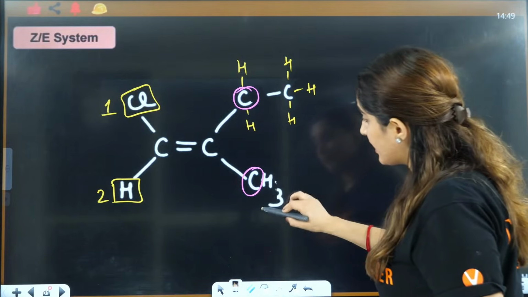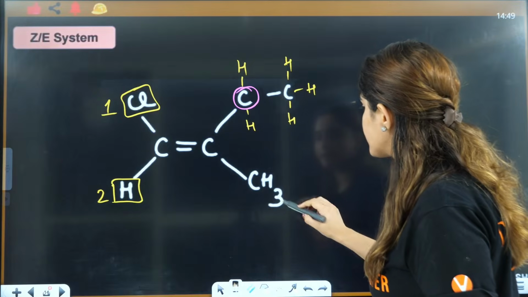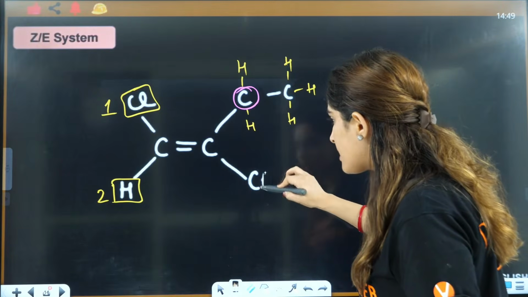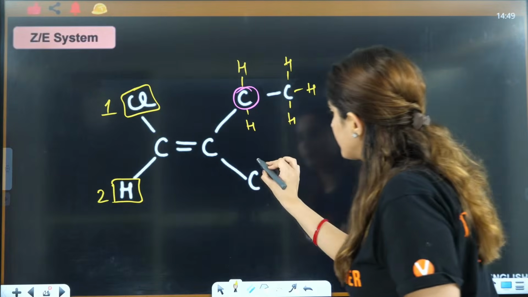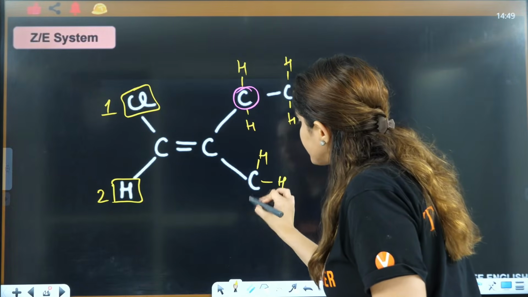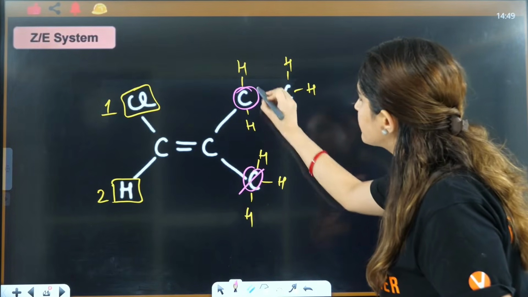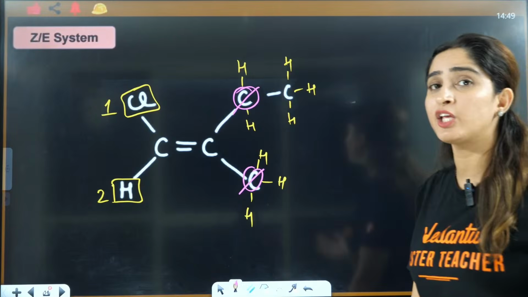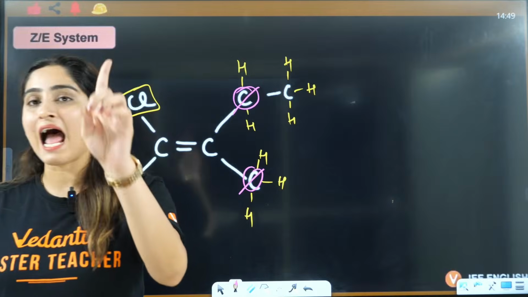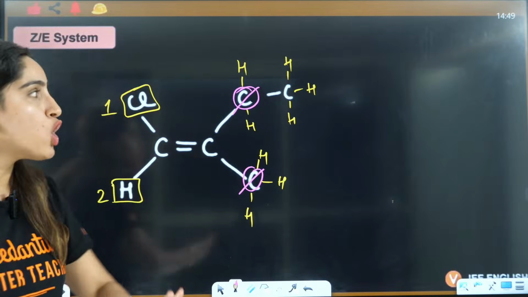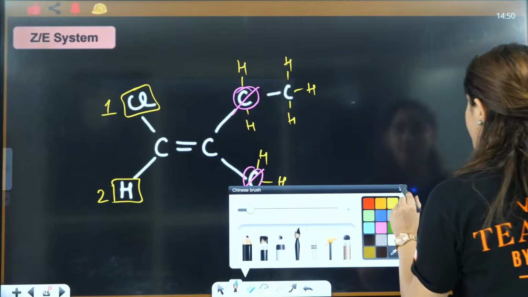Now see one thing, this is the second rule that you need to remember here. That if the first atom that you meet is the same, cancel this atom, because that is the same thing, you cannot differentiate which will have more priority. If the first atom that you meet is the same, you will see how I am going to write it to make it more simple for you.